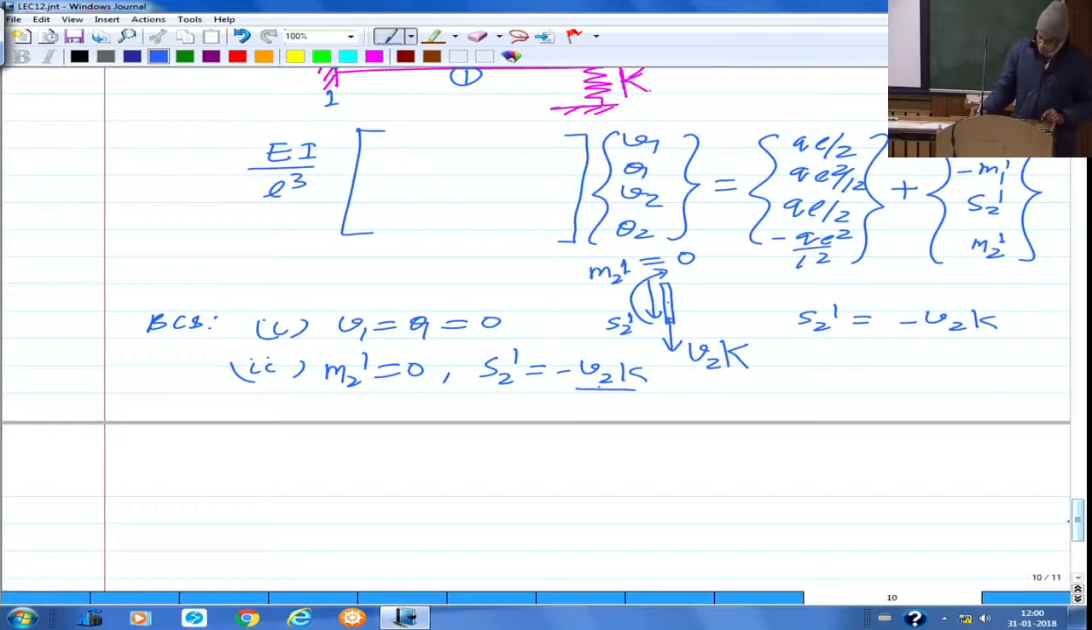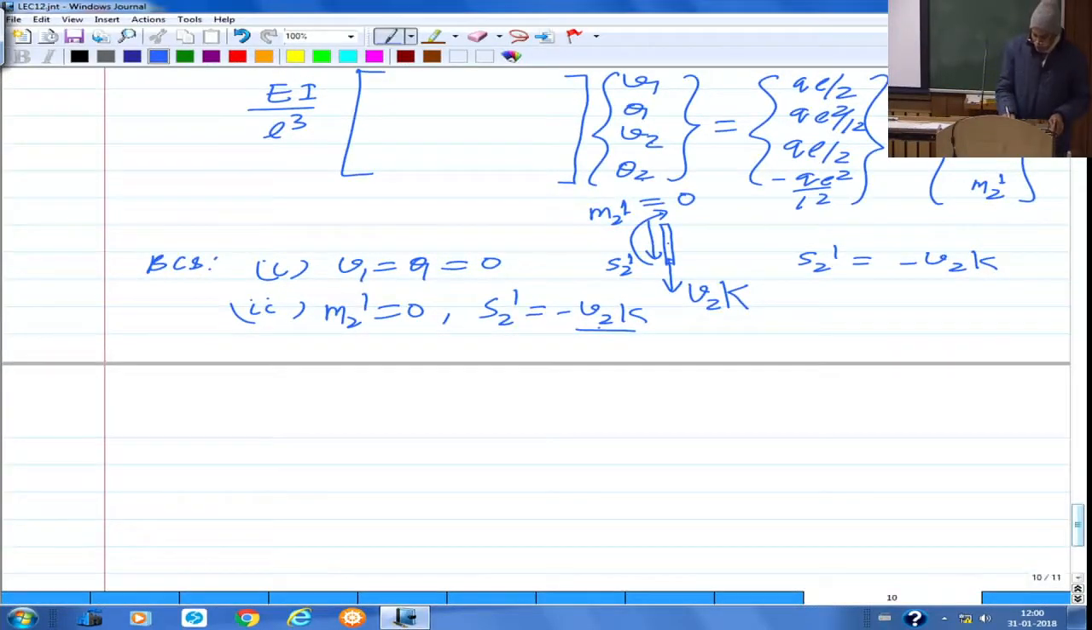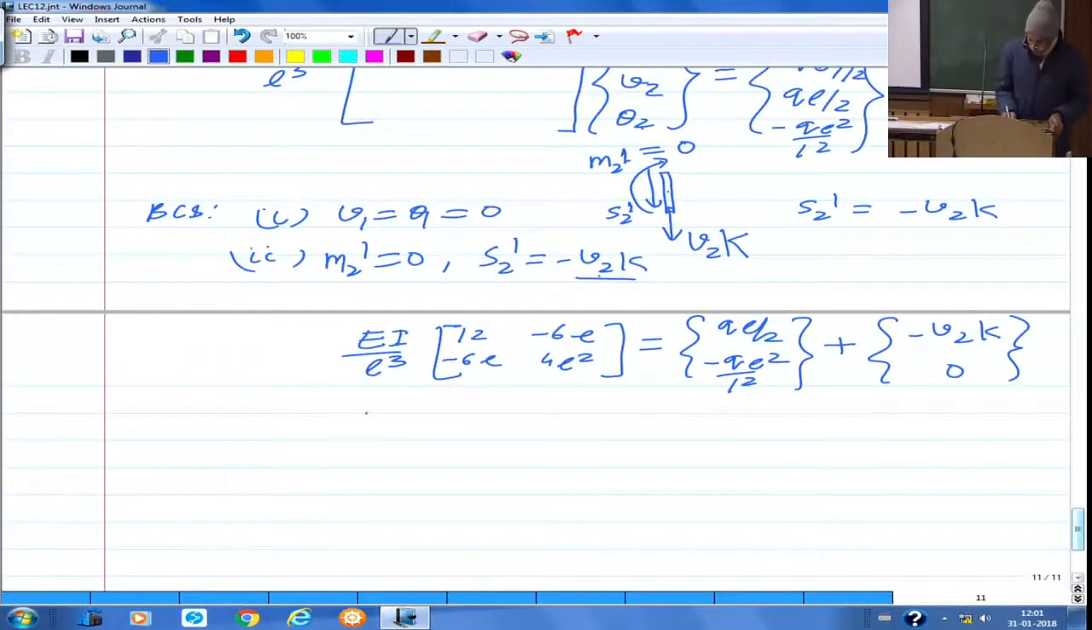So this becomes the boundary condition, but now you see this force is in terms of unknown displacement V2. So when you are solving the problem, because V1 and theta 1 we already know to be 0, first we will take the second, third and fourth equation to find out V2 and theta 2. So if you look at second and fourth equations, EI by L cube, and the other two terms will be 0, because they are multiplied with V1 and theta 1 which are 0. So you will get 12, minus 6L and 4L square this side, and the other side of course you will get QL by 2 minus QL square by 12, and plus here what you will have is minus V2K and 0.